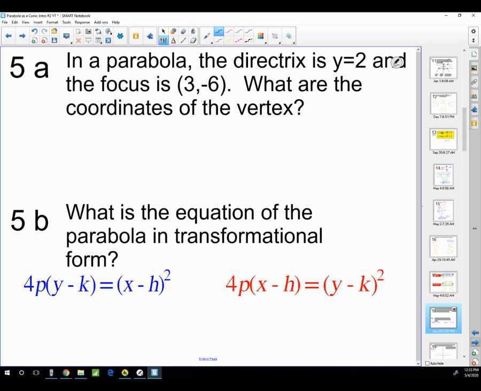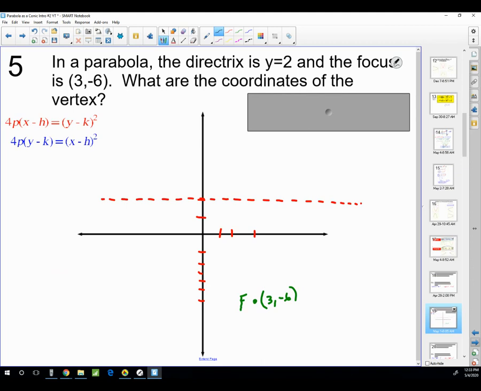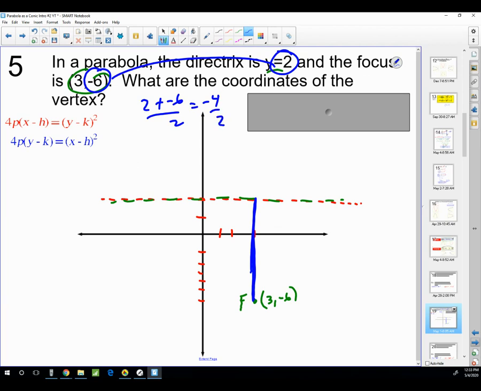You may want to pause the video and graph what you see there. All right, I went ahead and graphed y equals 2. And let's see, the focus is 3, -6. So we graph that. And the vertex is going to be the midpoint of that line segment. Well, to get that, we really just have to do the midpoint of those two numbers. That is -2. So the vertex, which is the most important point, is 3, -2.